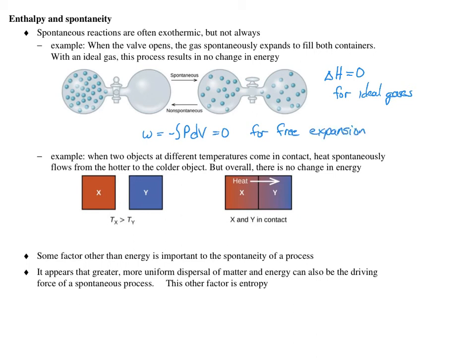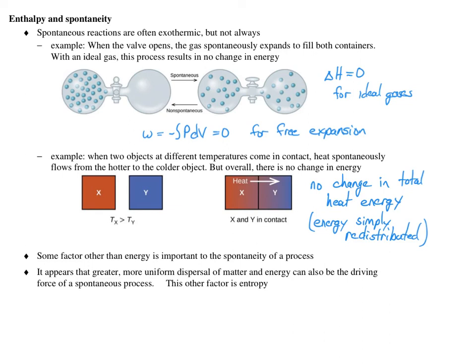In this second example, we have a hot object and a cooler object. When these objects are placed in thermal contact, heat energy is going to spontaneously redistribute itself across both of these objects equally. The net heat energy is unchanged. There is no change in the total amount of heat energy. The energy is simply distributed differently or uniformly now across both objects.